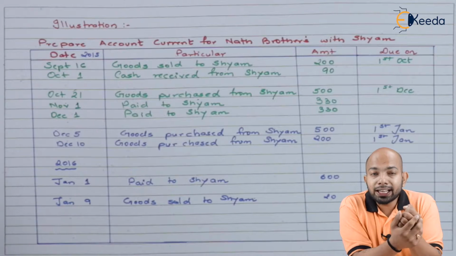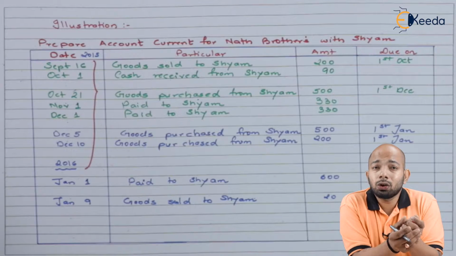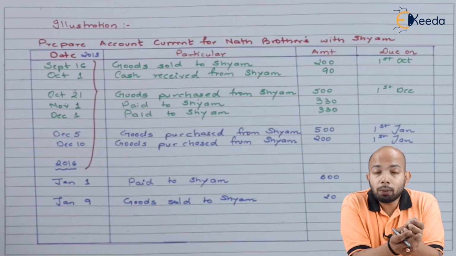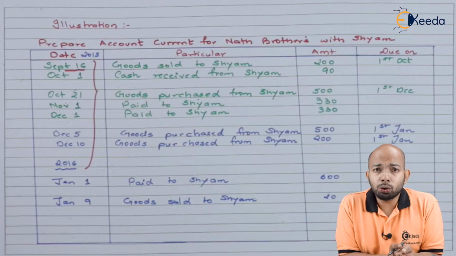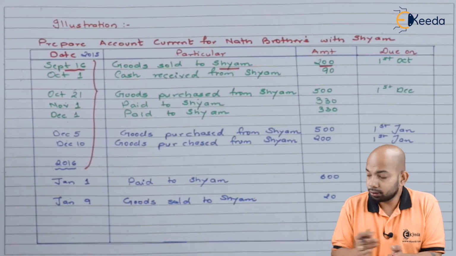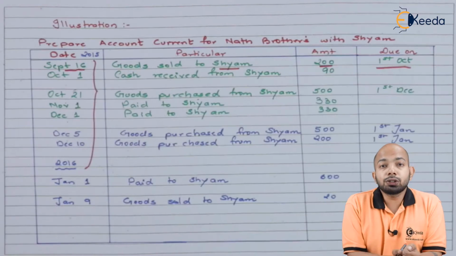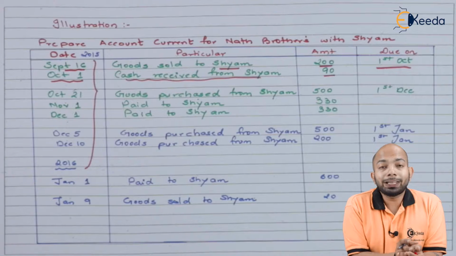Now the data has been given for 2015 and 2016 along with the particulars and the due date on it. So for 2015 we have certain transactions, almost around 8. We know about those transactions. Let's read it out for them. September 16, goods were sold to Sham amounting to rupees 200, and the due date has been mentioned here, which is 1st of October. On 1st of October, cash received from Sham for rupees 90.